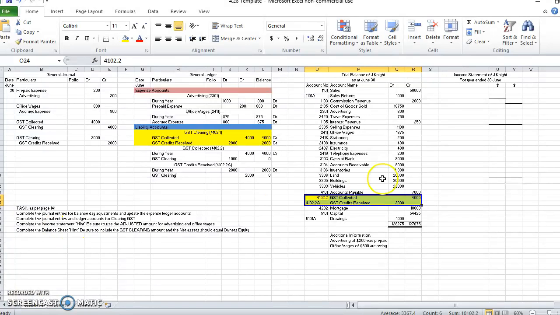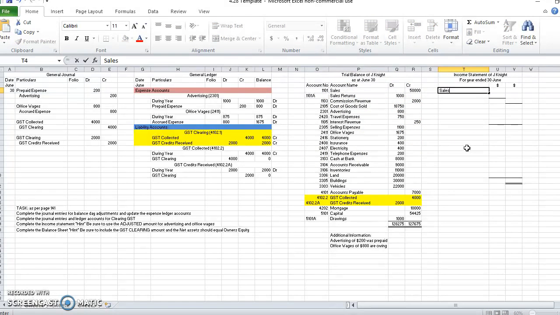When we move on to our income statement, we always remember the format. If it's a trading entity, which this one is, it has sales, then we start with sales, less sales returns, less cost of goods sold. And that will give us our gross profit, or the amount of money we make from selling the goods in our business.